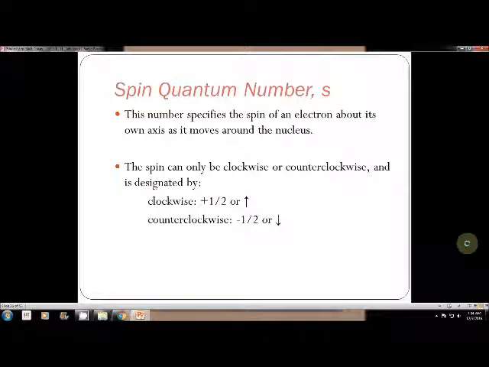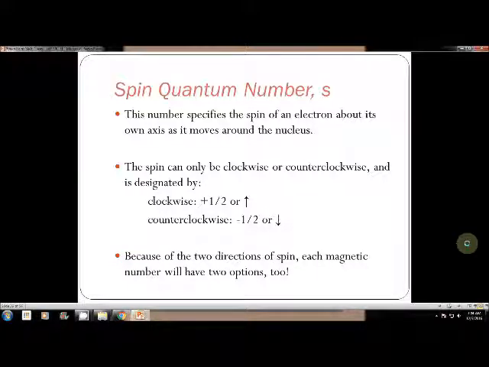And then last but not least, but one of the most important, is the spin quantum number s. This tells us the spin of the electron, if it's going clockwise or counterclockwise. So we can denote that by positive or negative one half, or up and down arrows. Because of the 2 directions of spin, each magnetic number will have 2 options too. So the spin is what's telling us that orbitals can hold at maximum 2 electrons, which is important in level 34.